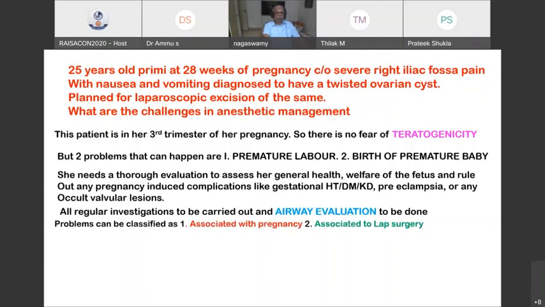And problems can be classified into two categories. One is all problems associated with pregnancy and those associated with lap surgery. So at this stage, can you just tell me what are the problems associated with pregnancy? We have already mentioned two problems. So what will be your plan for the problems associated with pregnancy?